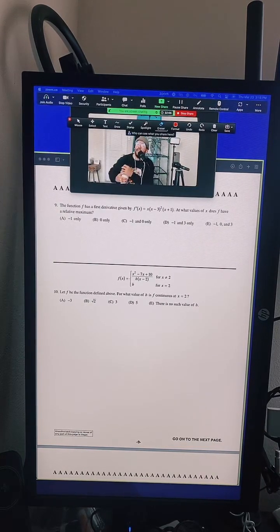So this has two portions. This is without a calculator and with a calculator.